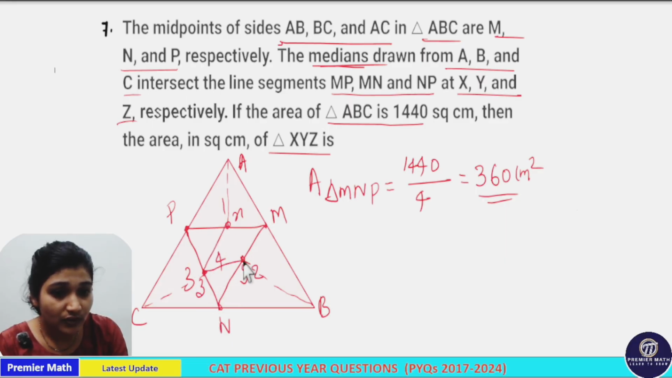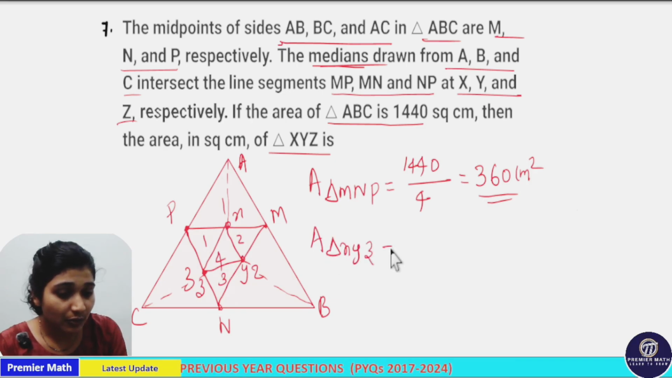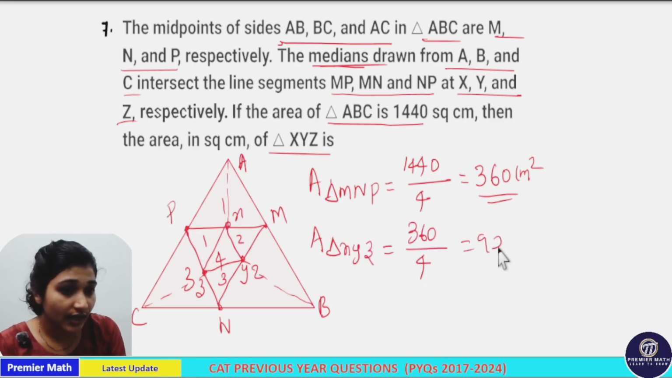Now when the midpoints of this triangle MPN are joined, these midpoints form another fourth triangle inside MPN, which means here the area of triangle XYZ, the midpoint triangle, is 1/4 of the area of triangle MPN. So 360 by 4 is equal to 90 centimeters square, which is your answer.